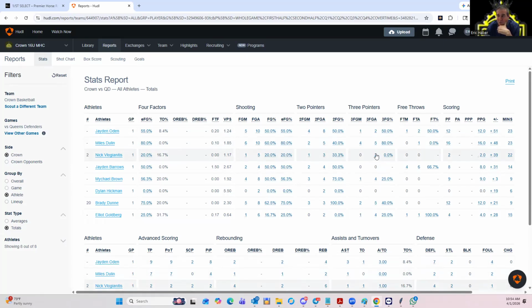Miles, 4 for 5 from three, very good. Michael, 1 for 4. Brady, 2 for 4. Elliott, 1 for 4. So everybody seemed to be pretty efficient from here. Jaden, 1 for 2. And again, these could be other people.